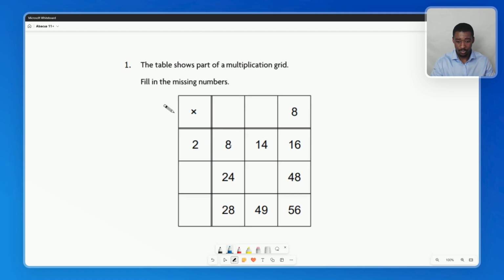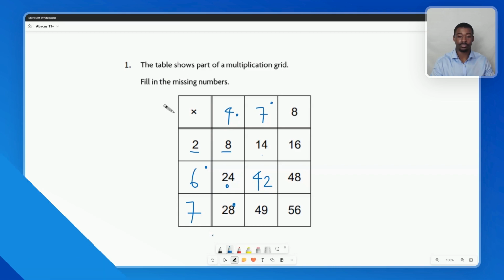Let's start here. We have 8, and we know 8 is 2 times 4. We know 14 is 2 times 7. 24 is 4 times 6. Then we have 6 here and 7 here. What's 6 times 7? 42. 28 is 4 times 7. So here we have all the answers: 4, 7, 6, 42, and 7.